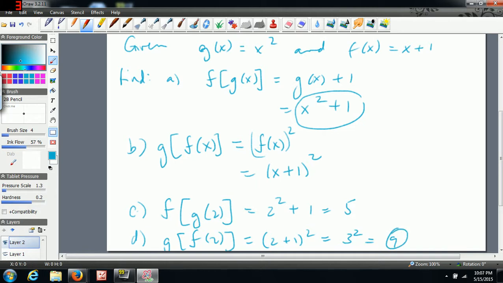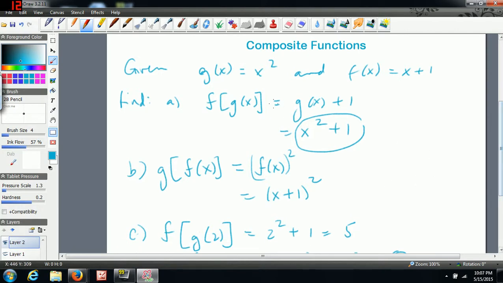Okay. The main thing you want to look for is these ones here. These are the tricky ones here, evaluating composite functions. Okay, so that's composite functions.